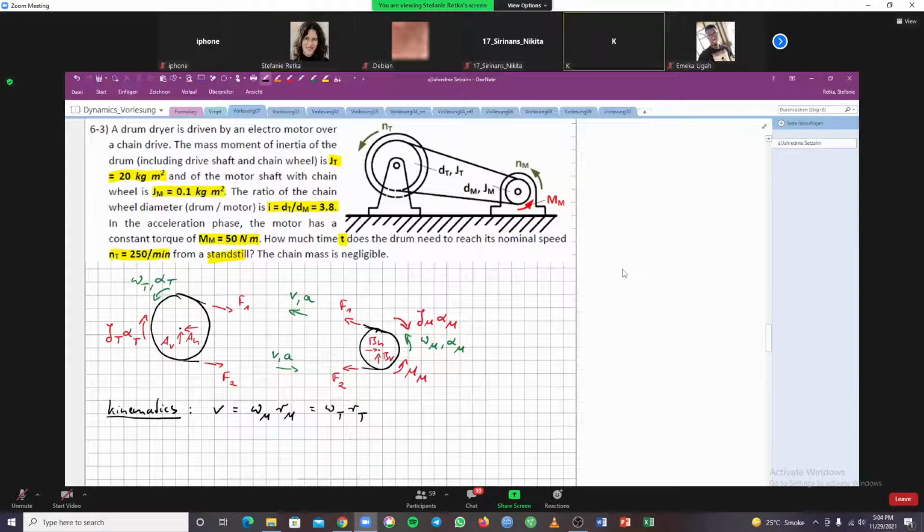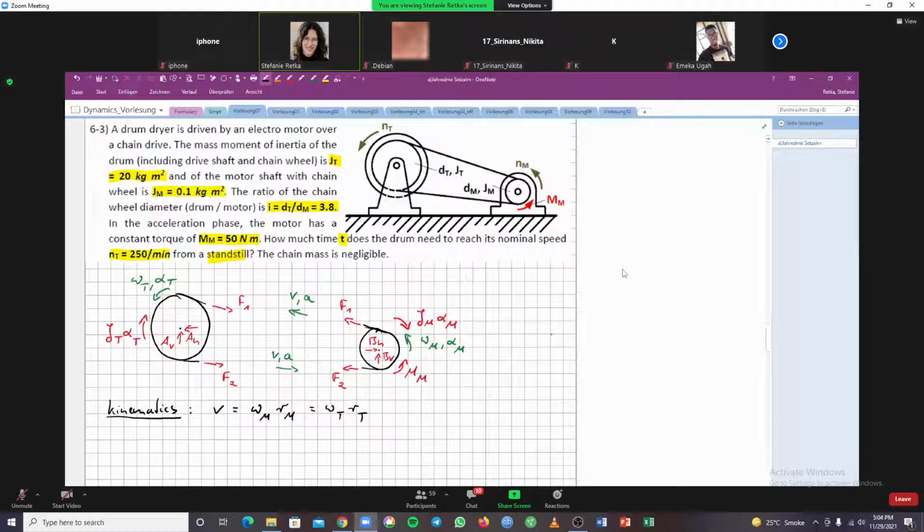Professor, that's the tangential velocity, why? Well, that's the velocity of the chain in any position on the drum or motor, which is always tangential on the circular path.